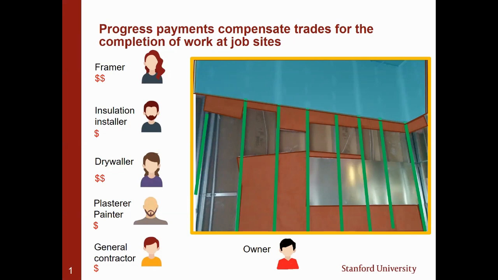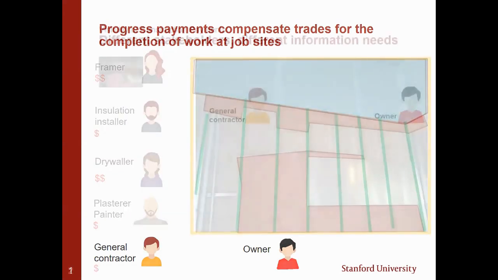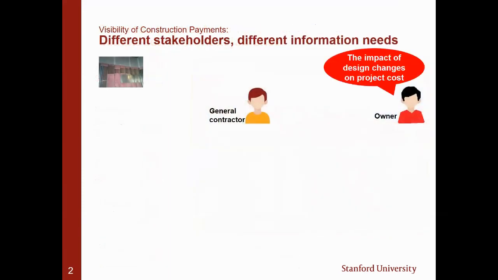So let's look at two examples: the owner and the general contractor. If you're the owner, you might, for example, want to know the impact of a design change on project cost. Let's say you have to build an additional 20 concrete columns on a construction project, and you're wondering how much additional you have to pay. As a general contractor, you're working with the subs, so you want to make sure they're actually getting paid.